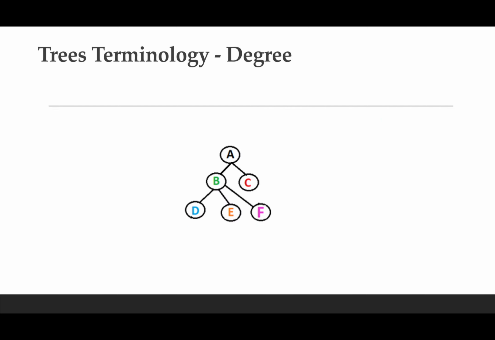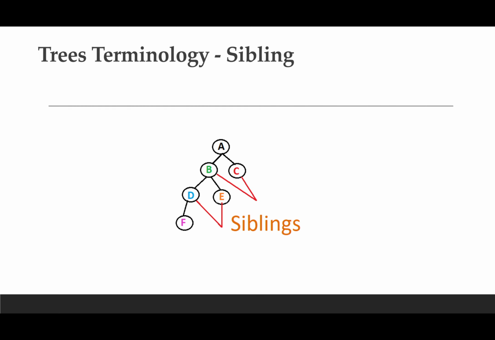The next one, sibling. Nodes with the same parent are siblings. If we take B and C, who is the parent? A is the parent. So B and C are siblings. Can we consider C and D siblings? No, because their parents are different. And if we take D and E, who is the parent? B is the parent. So D and E are siblings.